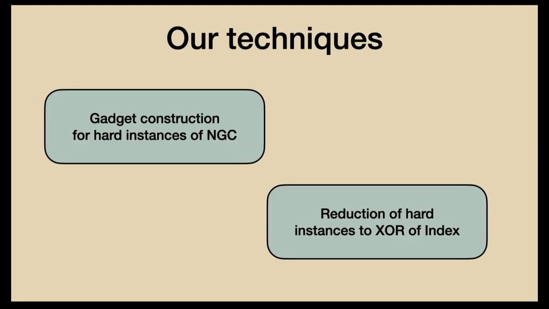All right. So I'm going to talk next about our techniques. I'm going to focus on two main things. Since this NGC is a communication problem, first I'll talk about this gadget construction for our hard instances for NGC. And then I'll talk about the reduction of these hard instances to this XOR of index problem. The next part is going to be focused on this gadget construction. Any questions till now?